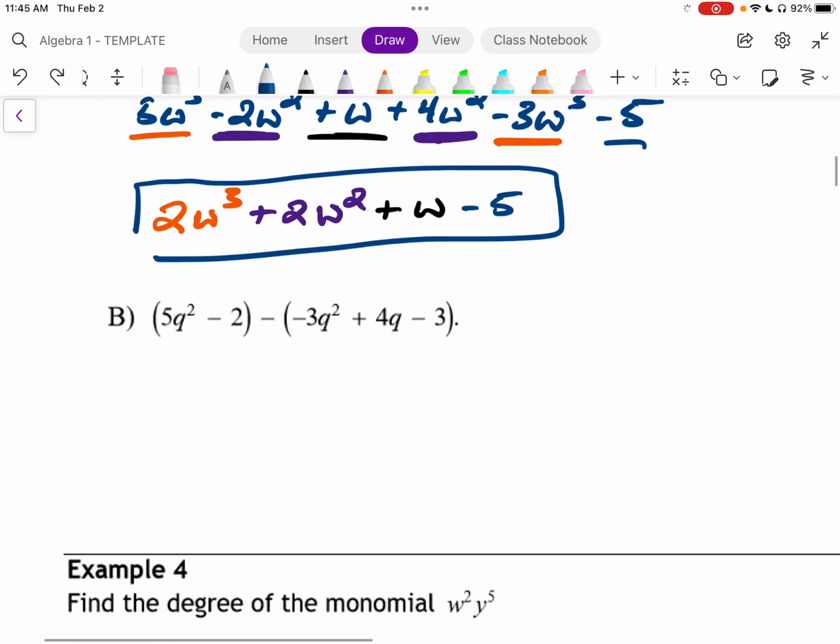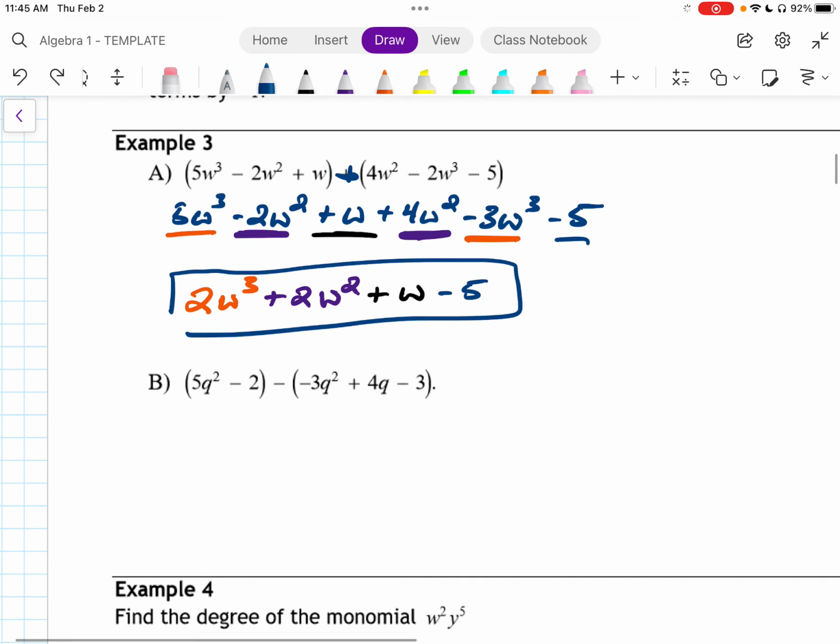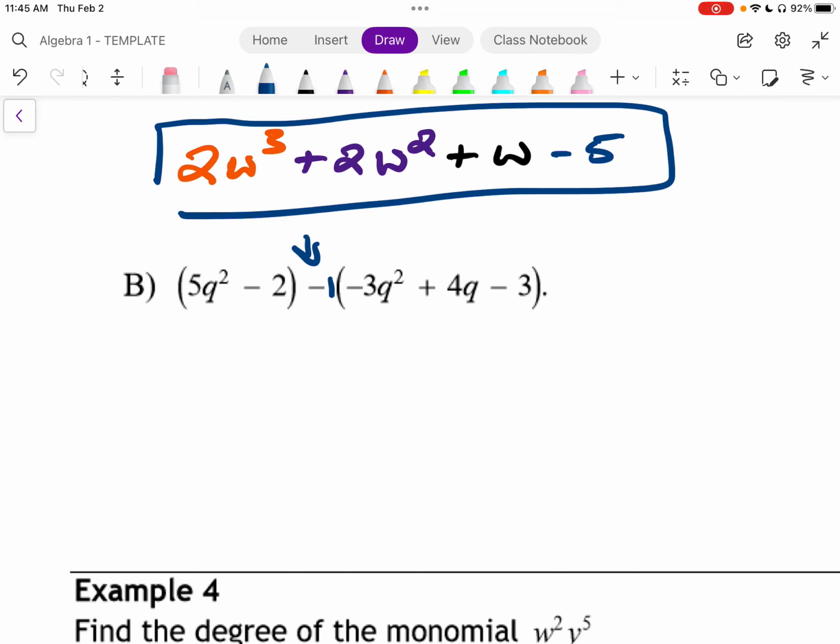Now, for part B here, we are subtracting, right? In the first one we added. Now we are subtracting. With subtraction, it's a little bit more difficult, and there's just one extra step. We have to distribute a negative. So we think about this being minus 1 right there, and then we're going to distribute that negative 1 to these 3 pieces.